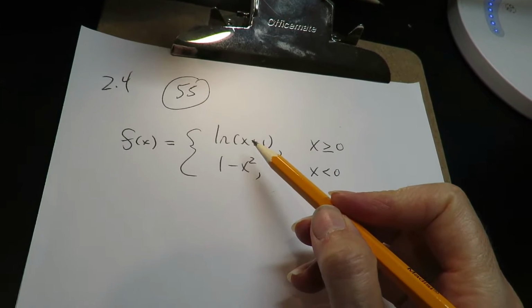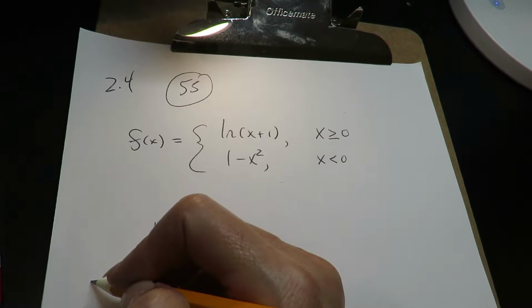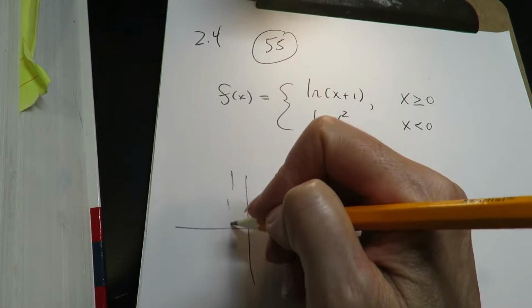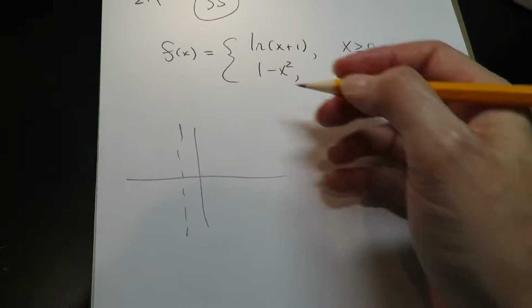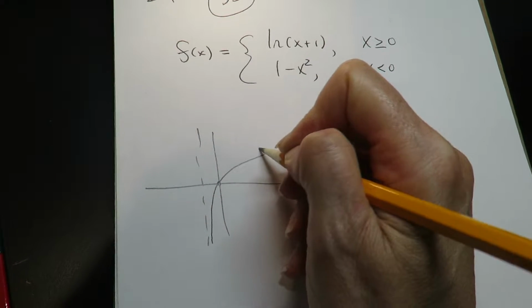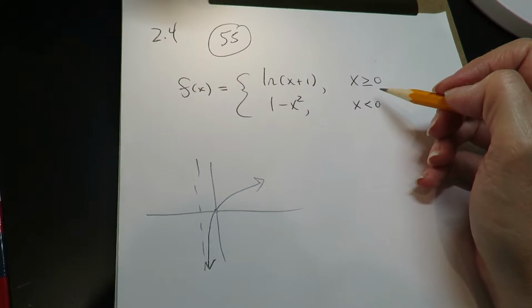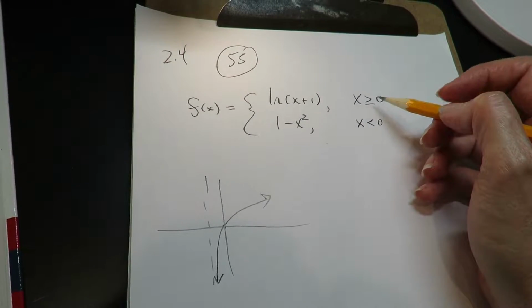So this is a log function. It's shifted 1 unit to the left, so it has a vertical asymptote at -1. It has an x-intercept at 0. It looks like this. Now this function is being cut, it's saying for all x values greater than 0.